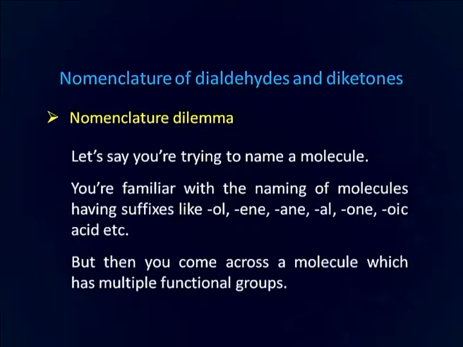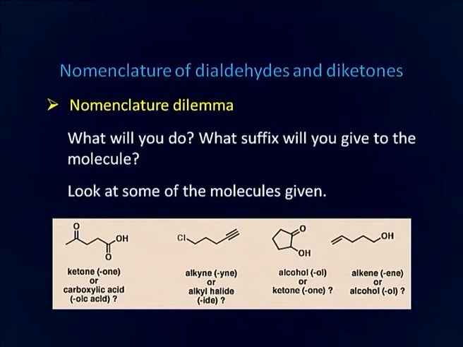But then you come across a molecule which has multiple functional groups. Like here in this case you can see that there is a carboxylic group as well as a ketonic group. Here also there is a hydroxy group and ketonic group. So when you have more than one group present in a molecule, then what will you do? What suffix will you give to the molecule? These are some molecules which actually are difficult to name. We need some kind of priority system for nomenclature of molecules having more than one functional group.